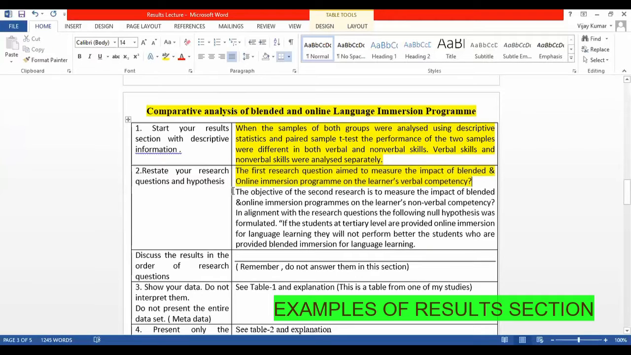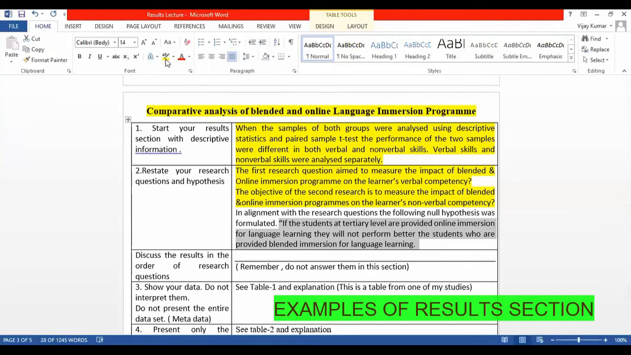And the objective of the second research question is to measure the impact of blended and online immersion programs on the learner's non-verbal competency. So this is my second research question. So I have stated my research questions, and then I just go on and restate my hypothesis. I say that in alignment with the research questions, the following null hypothesis was formulated. If the students at tertiary level are provided online immersion for language learning, they will not perform better than students who are provided blended immersion for language learning.